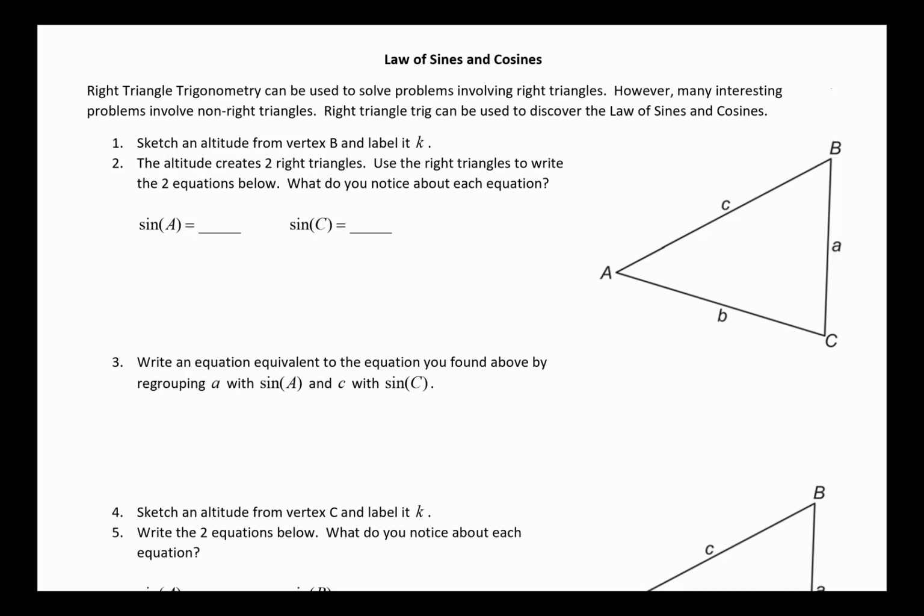So we know that right triangle trig can only be used for right triangles, but most of the time in real life we have a non-right triangle. So how do we deal with that? We're going to use the law of sines and cosines.